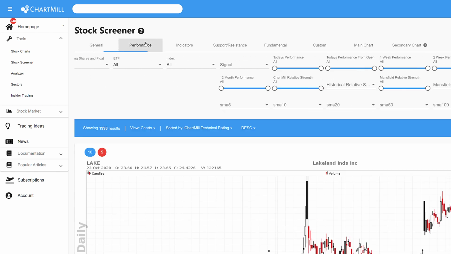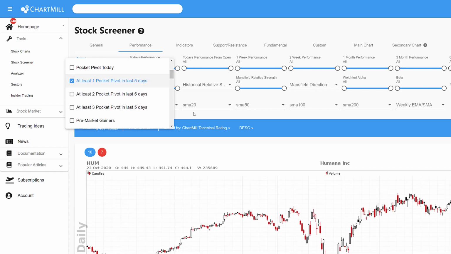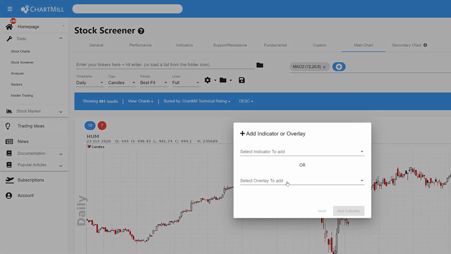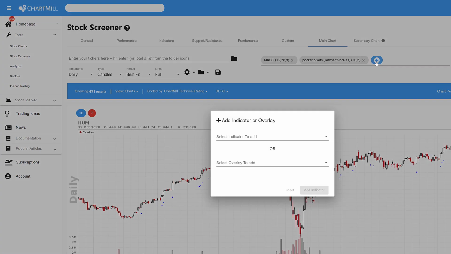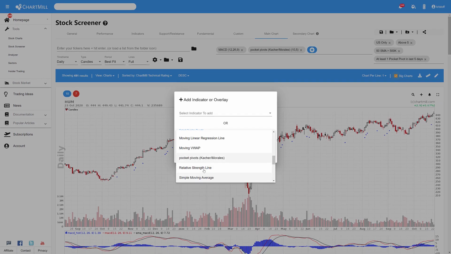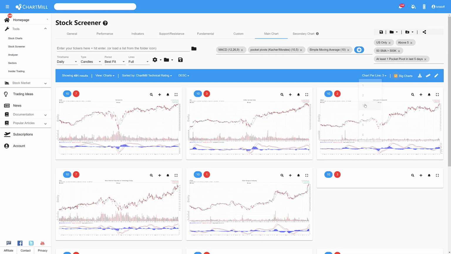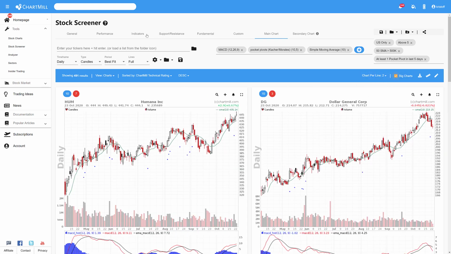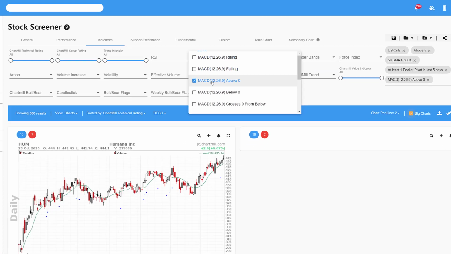Next, under the Performance tab, I select the option at least one pocket pivot in the last 5 days. And remember, to see all the pocket pivots on the chart, I add the overlay and set the max percentage offset from simple moving average to 5%. I also add a 10-day simple moving average. Depending on the size of your screen and your personal preference, you can also decide to display multiple chart results next to each other. Under the tab Indicators, I use the MACD filter to point out that the MACD indicator must be above the 0 line.